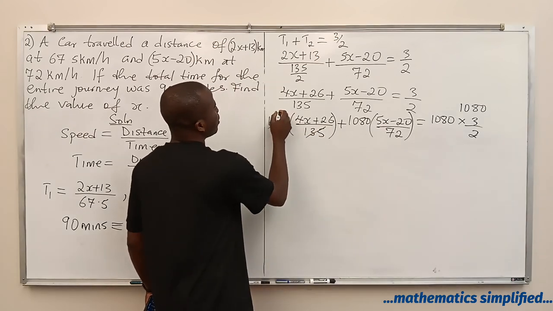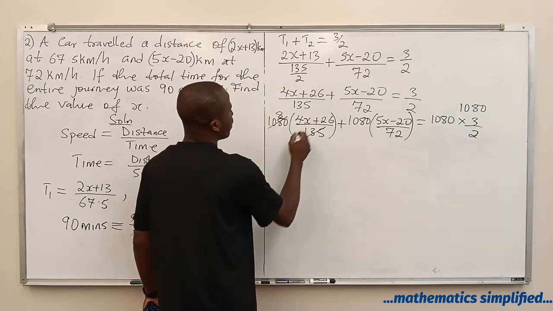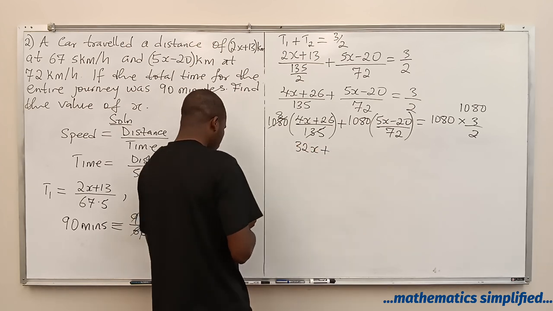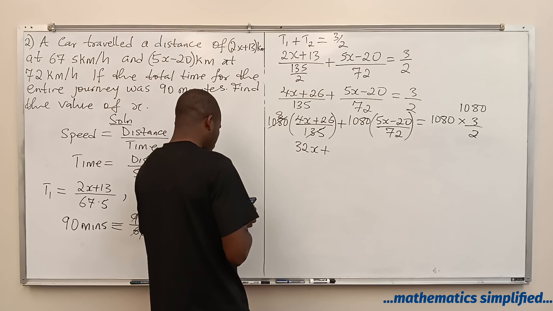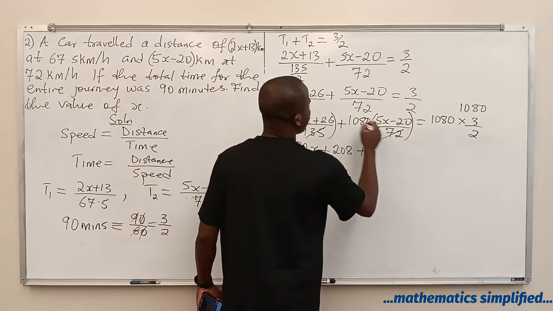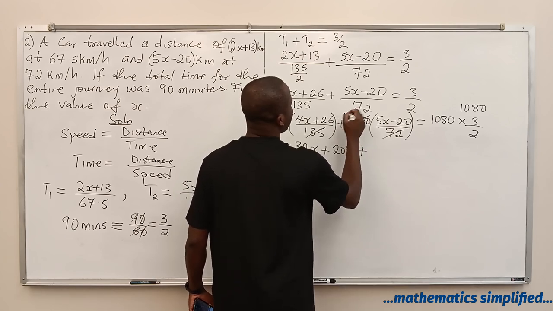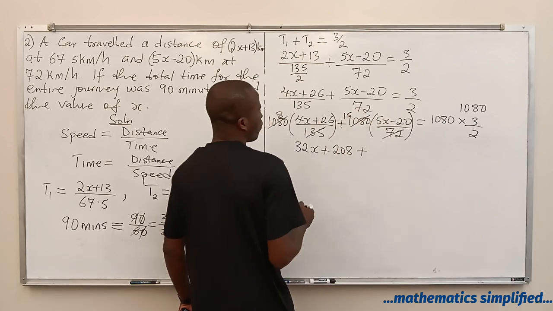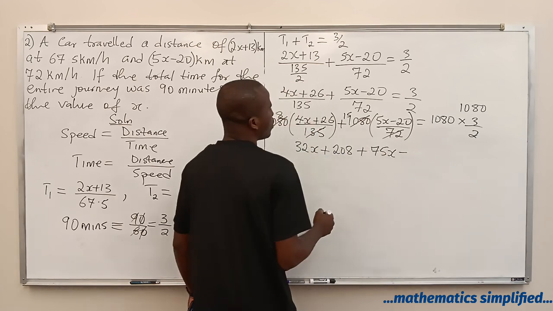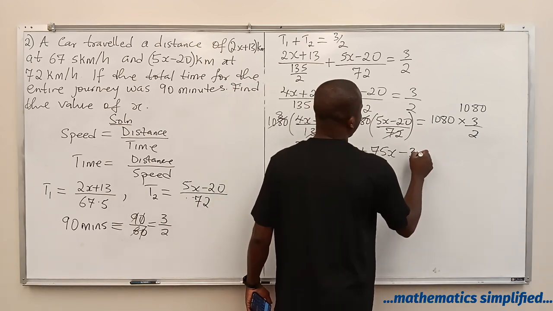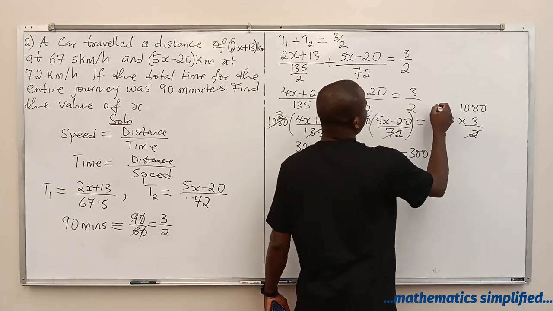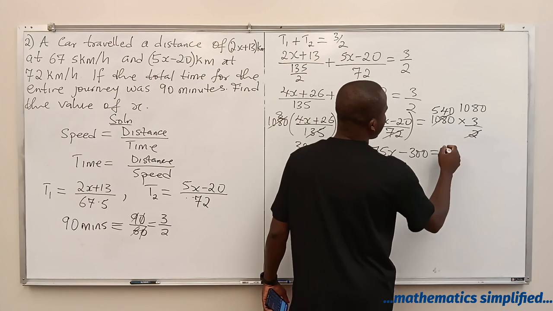135 can go into 1080 8 times. And so if we multiply, 8 times 4 is 32x. 8 times 26 is 208. 72 going into 1080 is 15 times. And 15 times 5 is 75x. 15 times 20 is 300. 2 can go into 1080 540 times, and 540 times 3 is 1620.